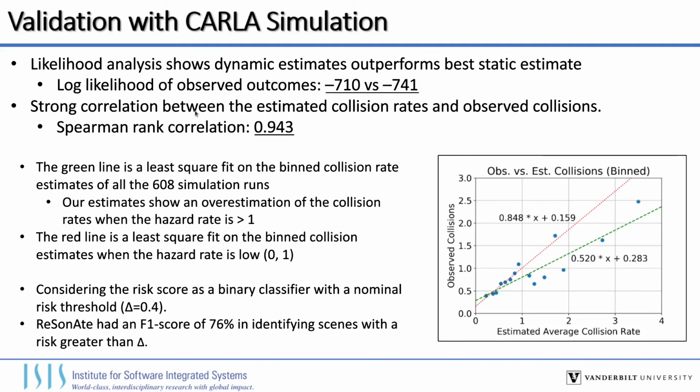We also see a good rank correlation score. And in this plot here, you see the green line shows the fit to all the data. It's a good positive correlation. It's not quite 1-to-1. The red line shows the fit when you restrict the data to just the 0-to-1 range. So we see a much closer to 1-to-1 ratio. So we're looking into why we tend to overpredict the risk a bit when we're predicting above 1.